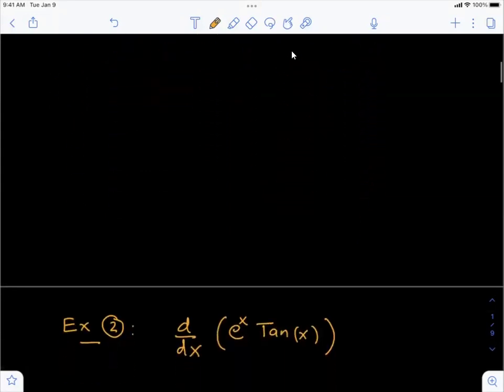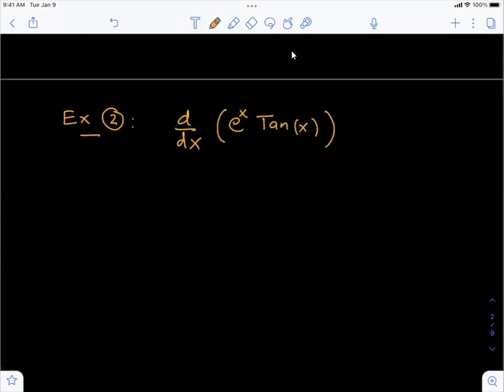Let's proceed to another example. Here we need to take the derivative of e to the x times tangent x. When there is no sign in between, that simply means you have multiplication in between. Sometimes it can appear with a dot, sometimes without the dot. If it appears without the dot, you need to assume that's multiplication. On the other hand, if you have an addition or subtraction, that sign should be there explicitly. Now, let's play with this example.